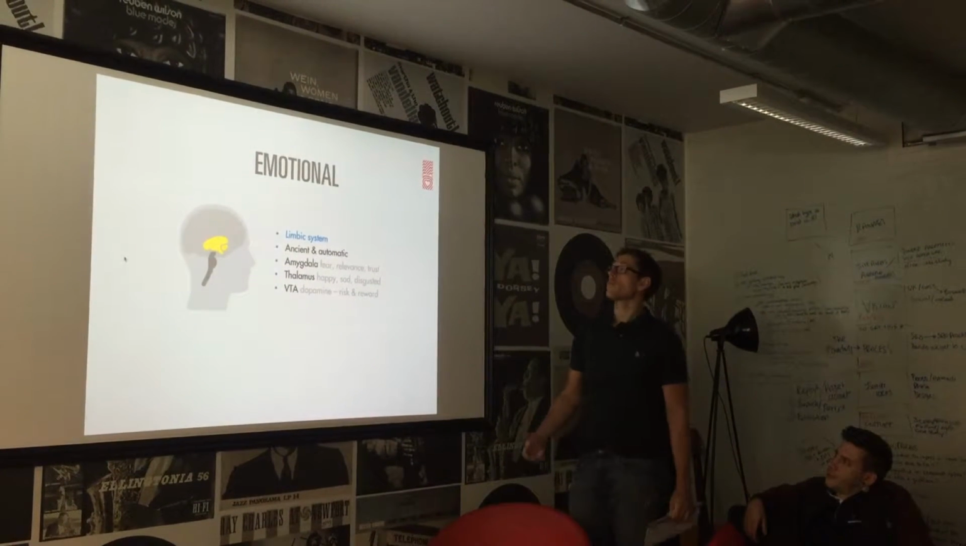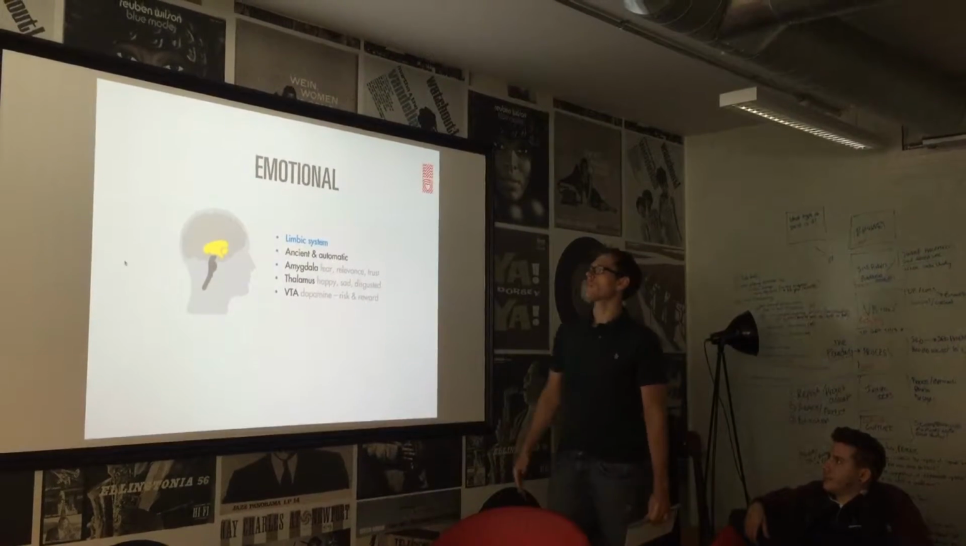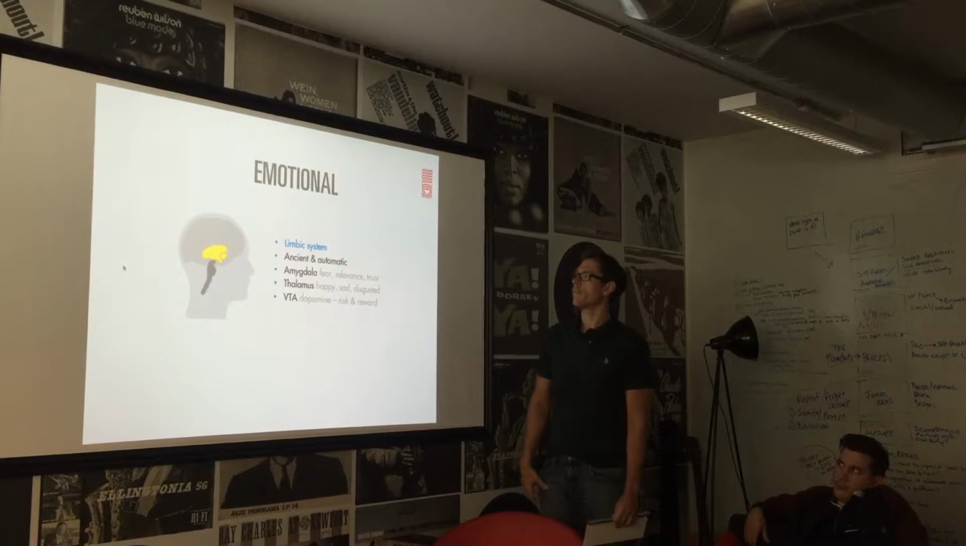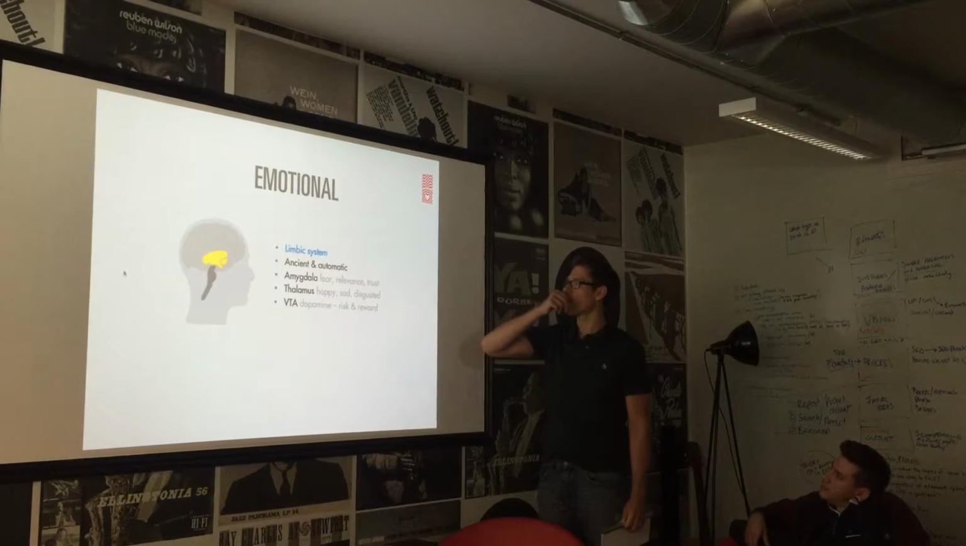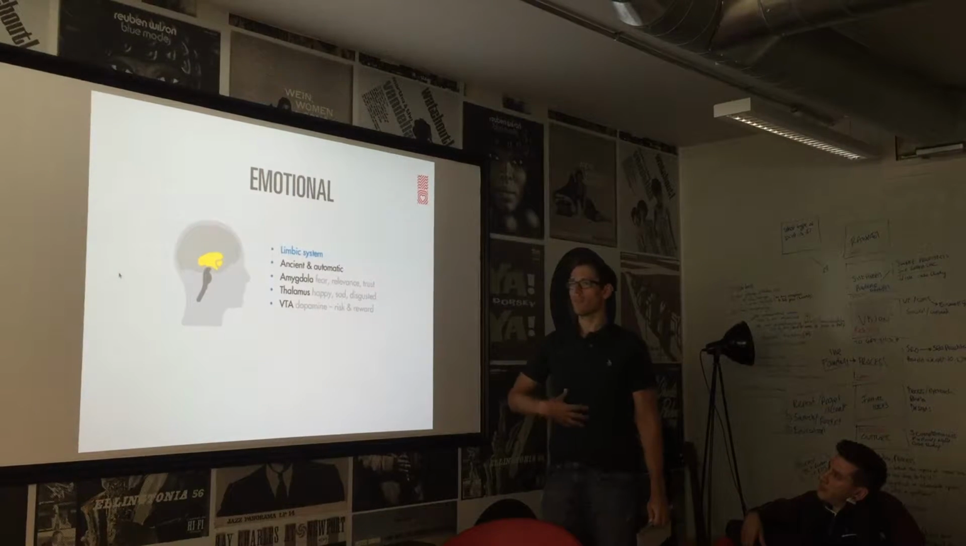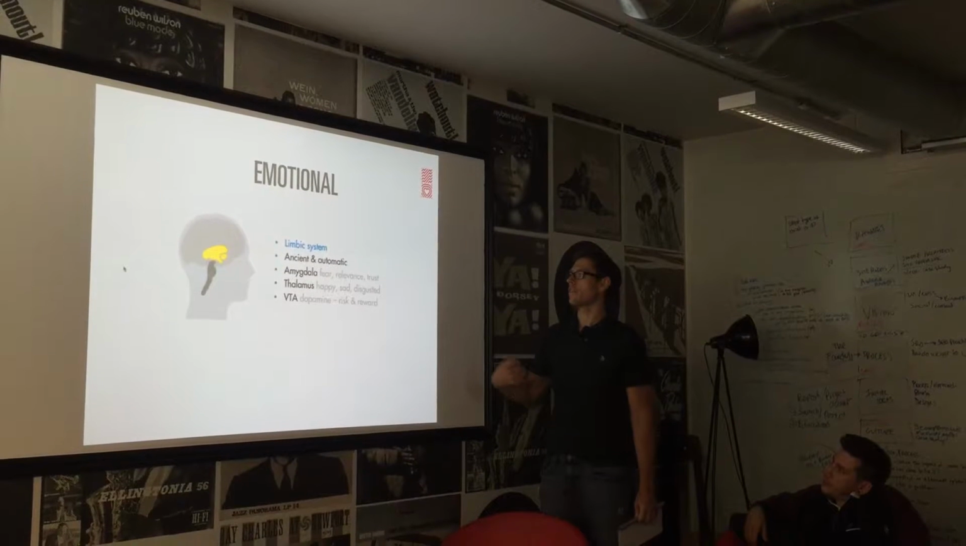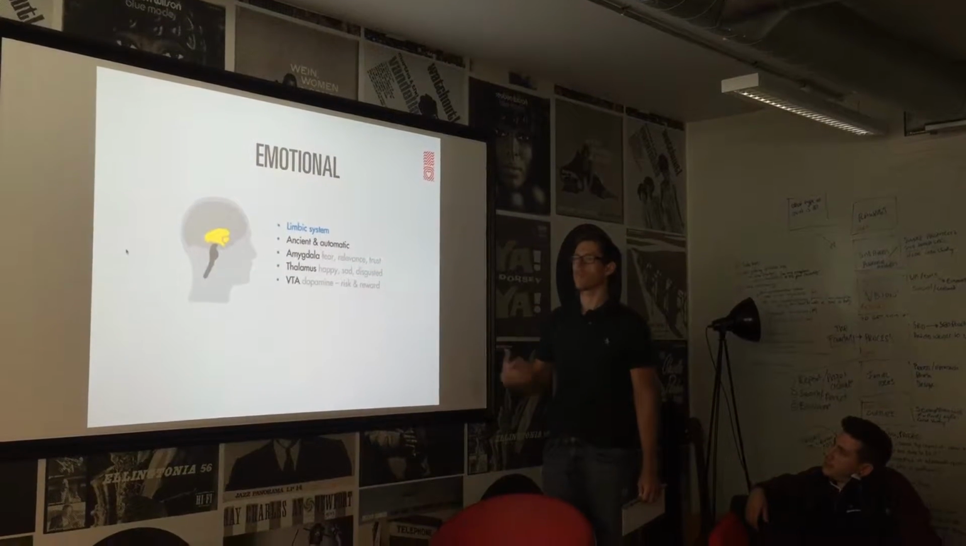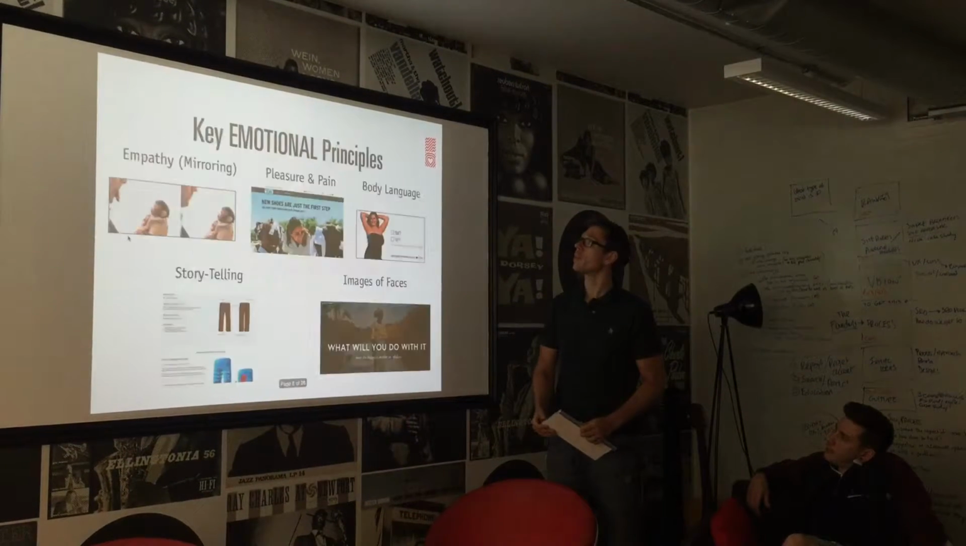The second part of your brain is what's known as the emotional part. So this is your limbic system, which is ancient and automatic. It plays off what's known as the amygdala, which is fear, relevance, and trust. Also, it plays on your thalamus, which is happy, sad, and disgusted, and your VTA, which is dopamine, risk, and reward. And I'll come on to more of that in a minute.